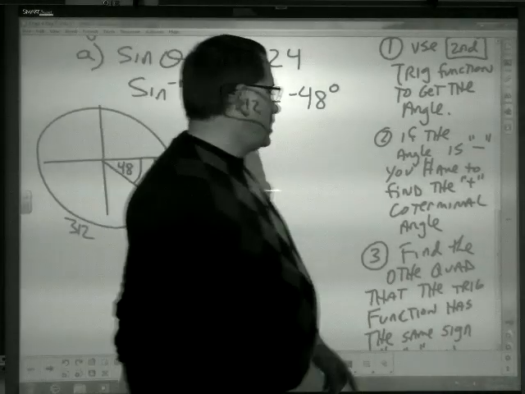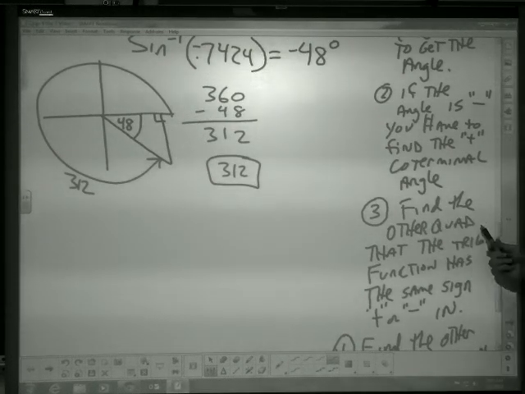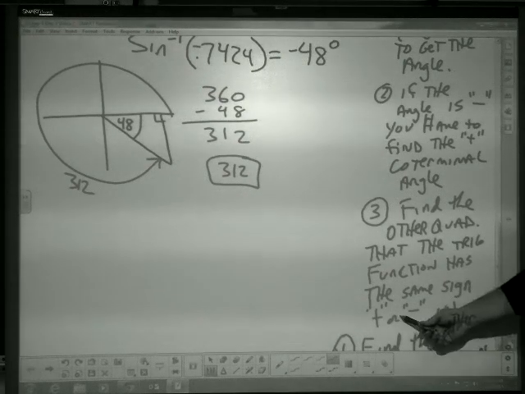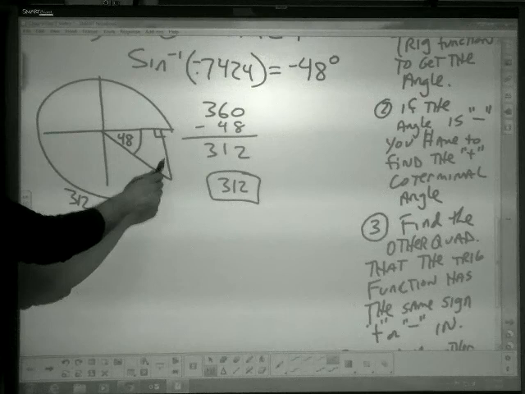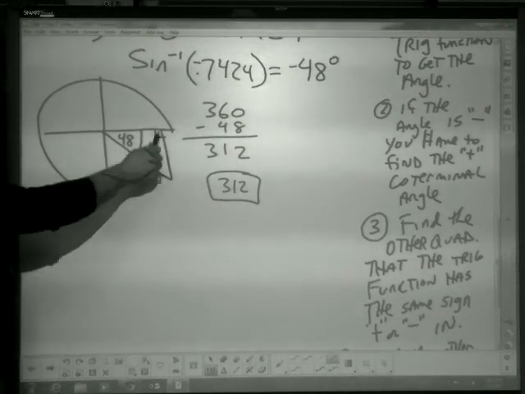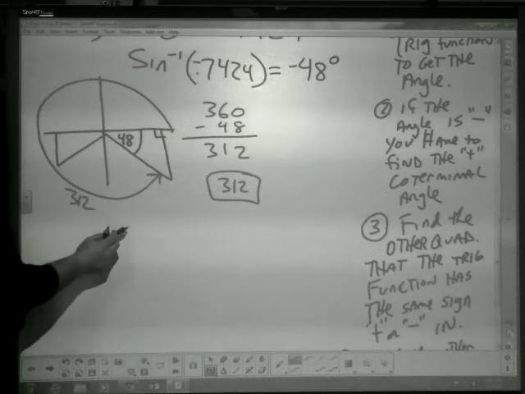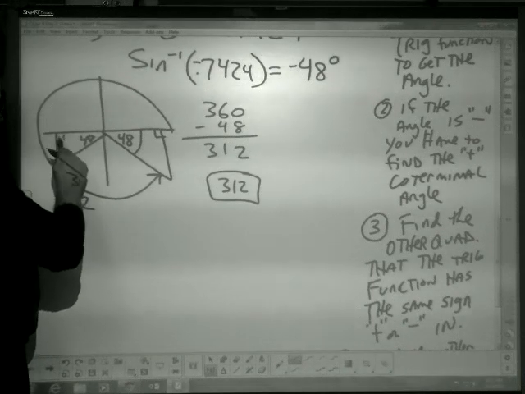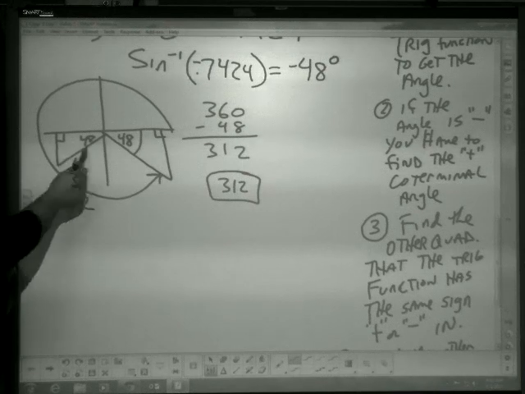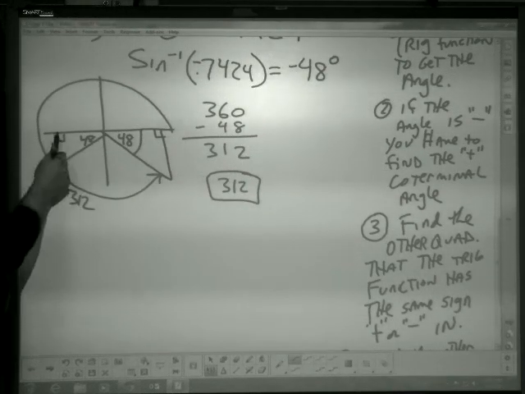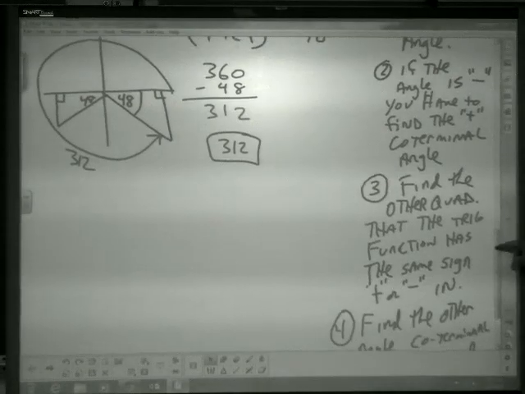Right, so how could you have another possible answer? Well, step three says, find the other quadrant. Find the other quadrant that the trig function has the same sign, positive or negative, in. Okay, so if I'm working with sine, and sine is the y value, it has the same type of sign, in this case negative, over here in quadrant three. So I'm going to draw another mirror image over here, 48 degree angle, because this distance should be identical. Obviously I didn't draw it to scale, but if this is 48 and this is 48, then this and this should be exactly the same. Okay? So I found the other quadrant.